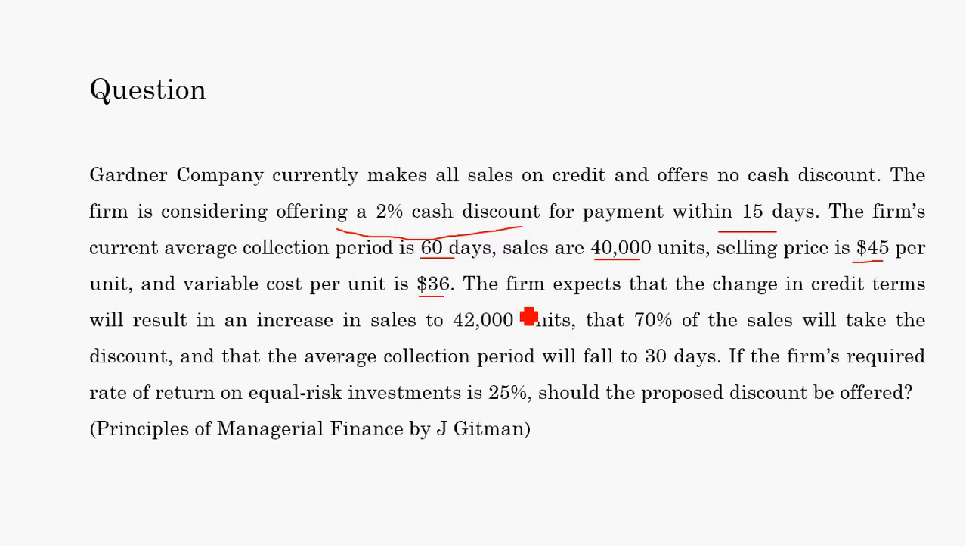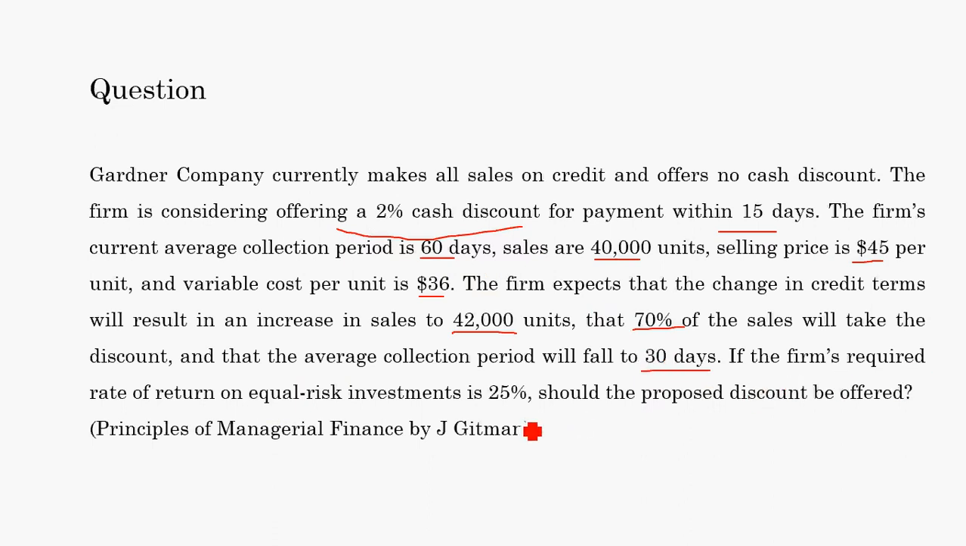Now the firm wants to introduce this 2% cash discount. The change in the credit terms will increase the sales to 42,000 units, and 70% of the customers will take the cash discount. The average collection period will fall from 60 days to 30 days.